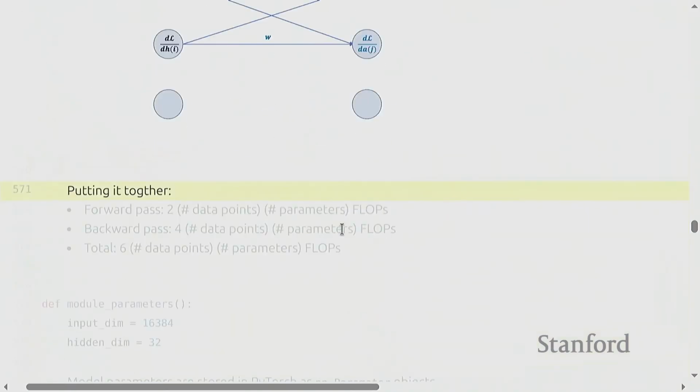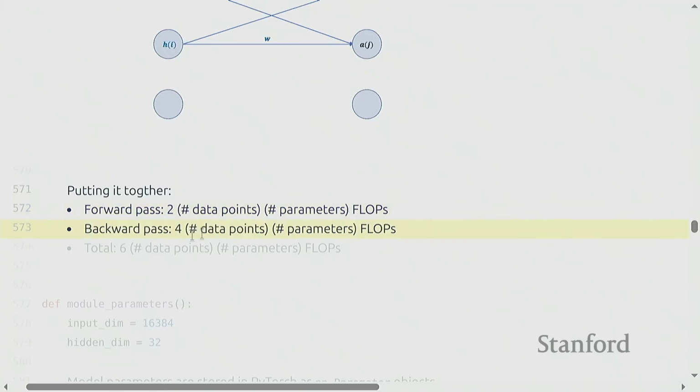Just to summarize, for this particular model the forward pass is 2 times the number of data points times the number of parameters, and backward is 4 times the number of data points times the number of parameters, which means that in total it's 6 times the number of data points times parameters. That explains why there was that 6 in the beginning when I asked the motivating question.